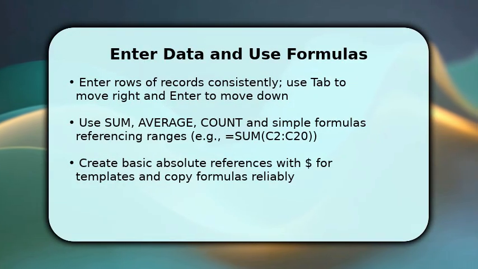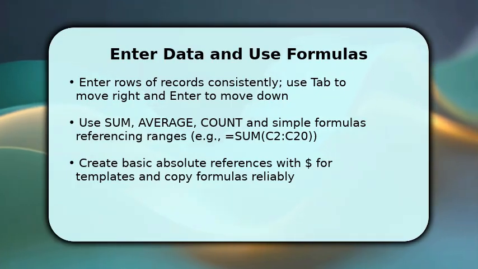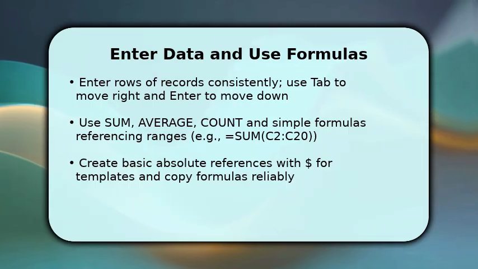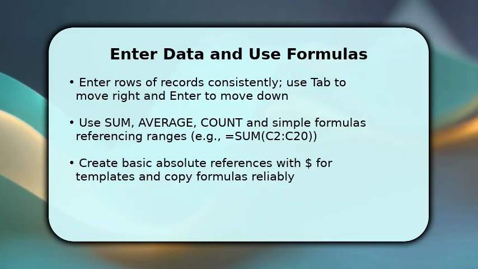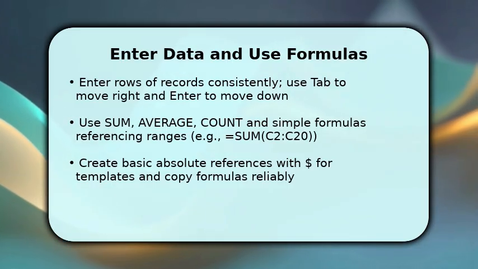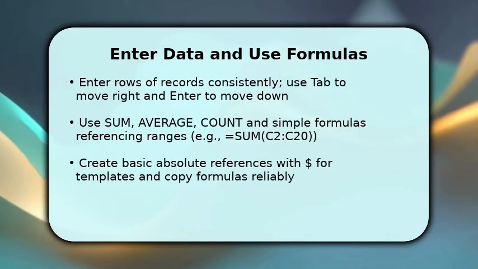Now you fill rows with data, keeping each record on one row so lookups and totals work cleanly. As you enter numbers, start using formulas like SUM for totals, average for means, and simple arithmetic for calculations. Type =SUM(C2:C20) as an example and press enter.